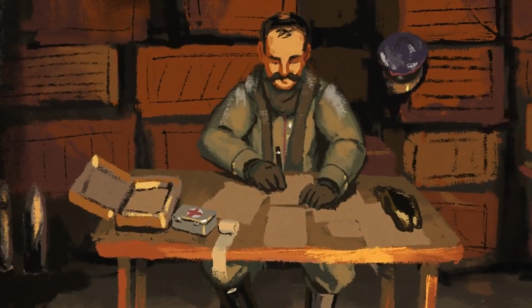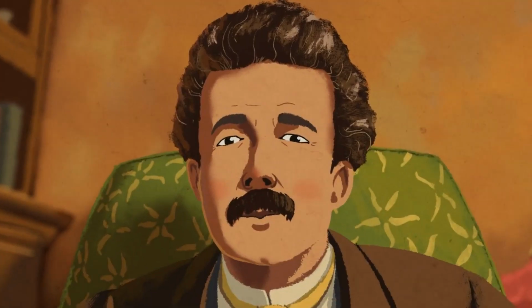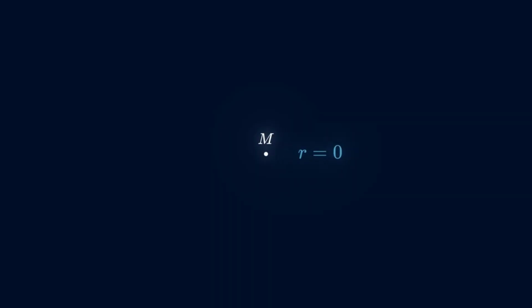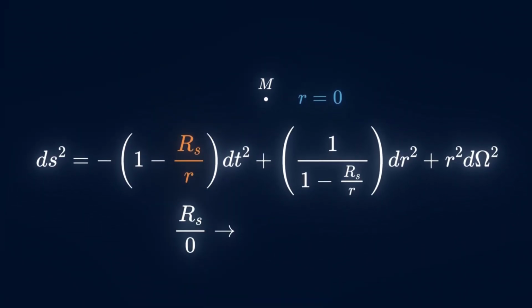Schwarzschild sent his solution to Einstein, ending with a poetic note about walking in the realm of Einstein's ideas amid the chaos of war. Einstein, impressed, responded with equal admiration, surprised at how Schwarzschild cracked the problem so elegantly. But what appeared simple soon got complicated.